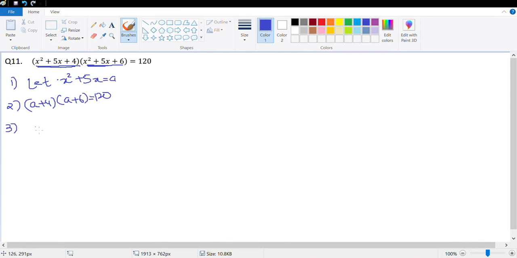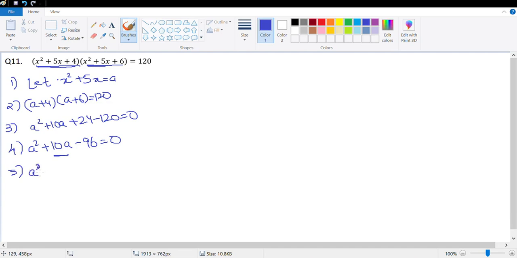So this gives us a squared plus 10a plus 24 minus 120 is equal to 0. This is a squared plus 10a minus 96 is equal to 0. I need to find factors of negative 96, the sum of which is 10. So that's 6 and 16. Yes, 6 into 16 is 96, and if I take 16 as positive and 6 as negative, I should get plus 10a. So let's split 10a as 6 and 16.